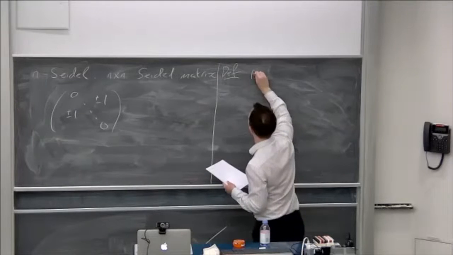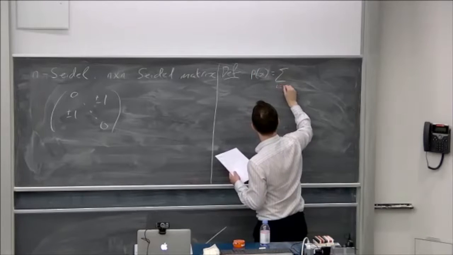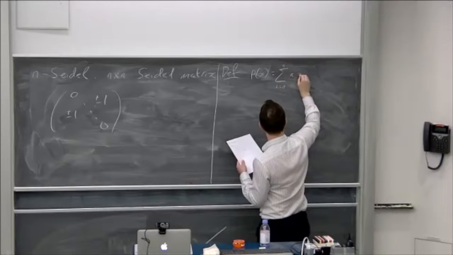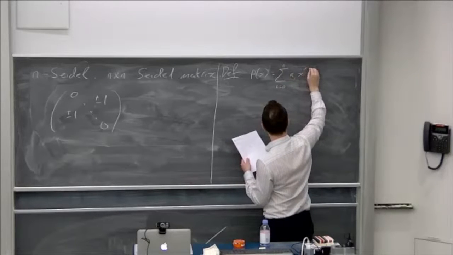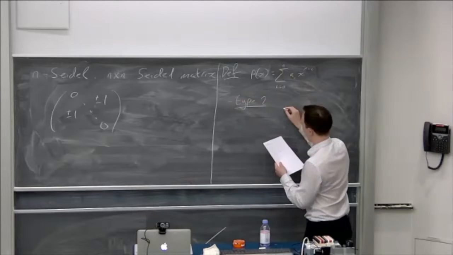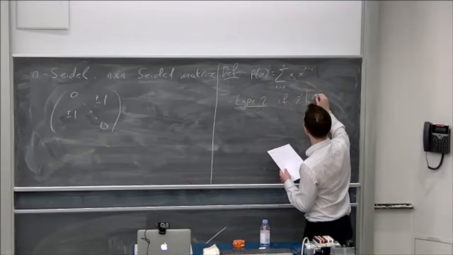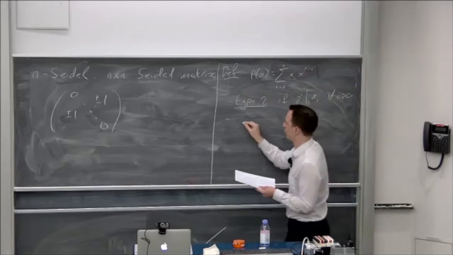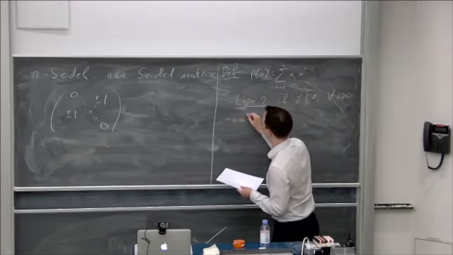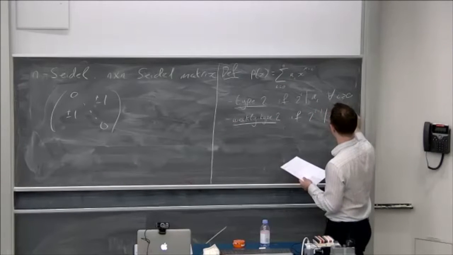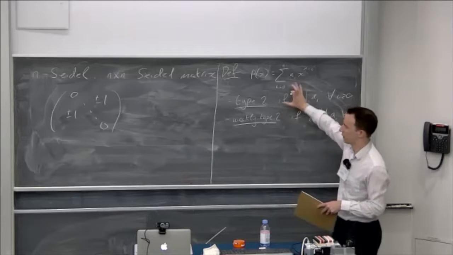We call a polynomial p of x type 2 if its ith coefficient is divisible by 2 to the i. So formally, if we say the coefficients are a sub i, then it's type 2 if 2 to the i divides a sub i for all i. And a slightly weaker condition, which we call weakly type 2: 2 to the i minus 1 divides a sub i for all i. So that's a definition we introduced.